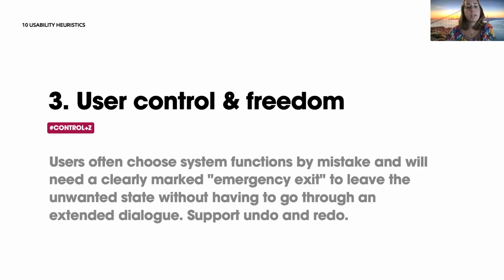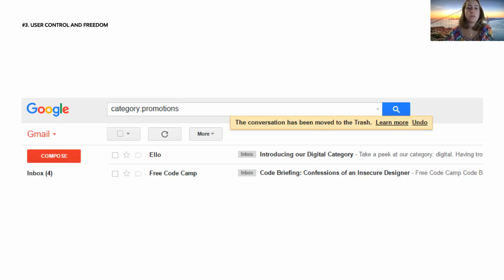Number 3, it's all about user control and freedom. Users might make mistakes on websites or applications, and they will need that emergency exit to leave that unwanted state without having to go through an extended dialogue. That might sound really complicated, so we are going to jump into a couple of examples to explain that better.